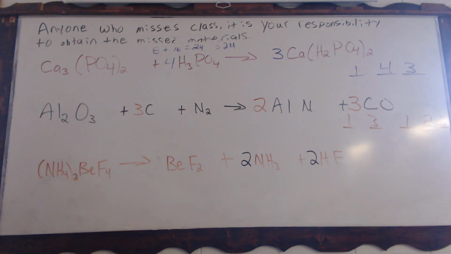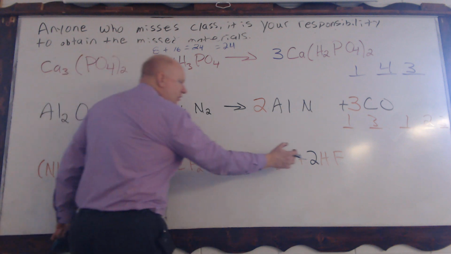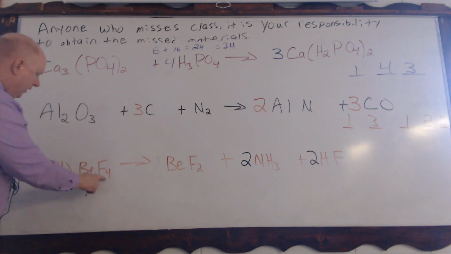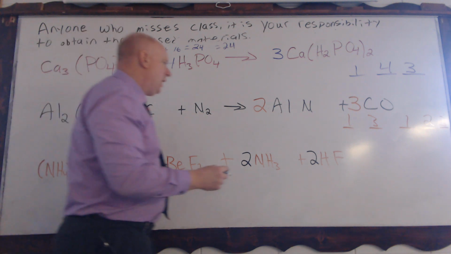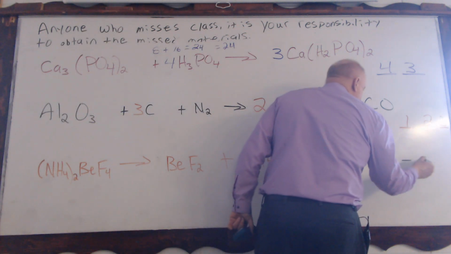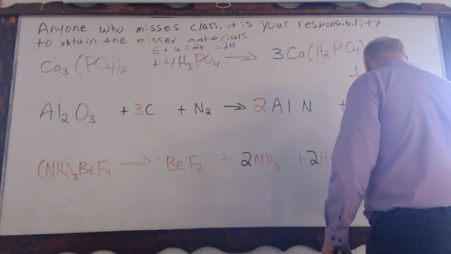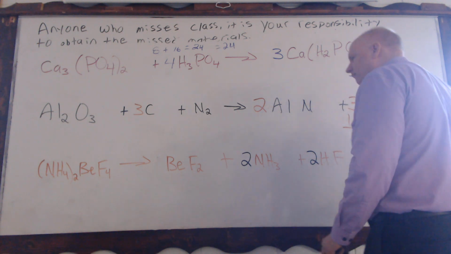Are your hydrogens now balanced? Yes. What about your fluorines now? We've got 2 here, and distribute that 2 to that one, gives you 4, and we've got 4 here. So that would have to be right. So we've got 1, 1, 2, 2.